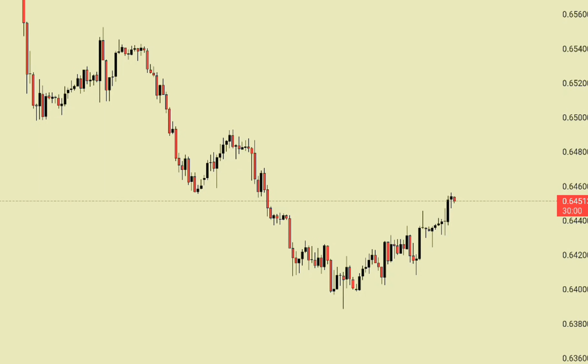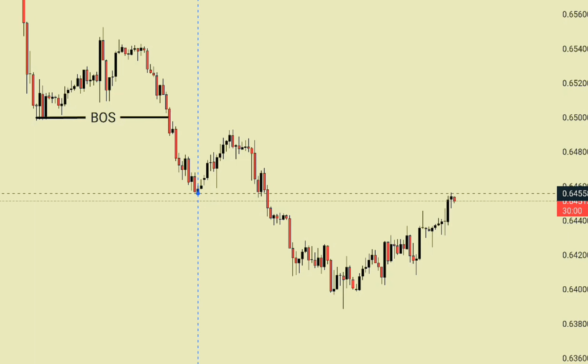Starting from the left side of the chart, we can clearly see that the market is in a bearish structure. Price breaks below the first major structural low. This gives us our first bearish break of structure, confirming that sellers are in control.